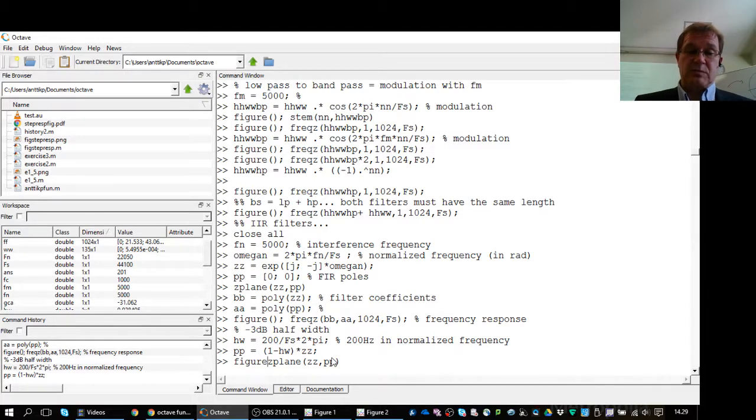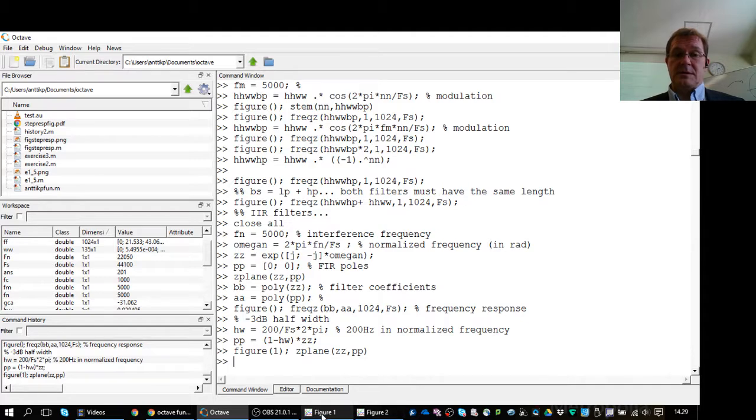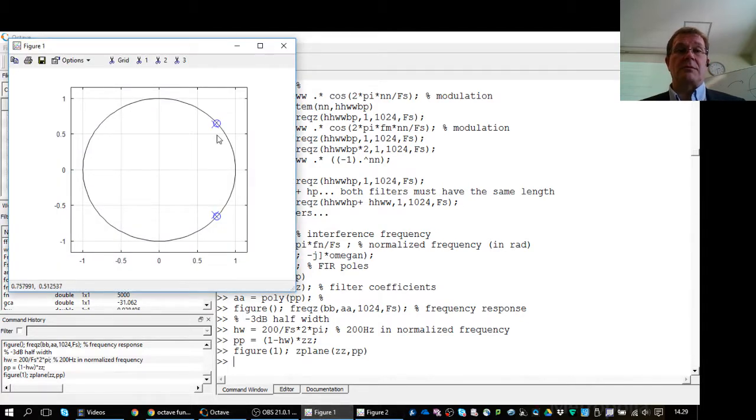Let's put this one on the first figure. So now, okay, there we go. We are quite close to the unit circle here. That's the 200 hertz distance. So basically we have the 200 from 200 hertz to 200 hertz here, a notch.